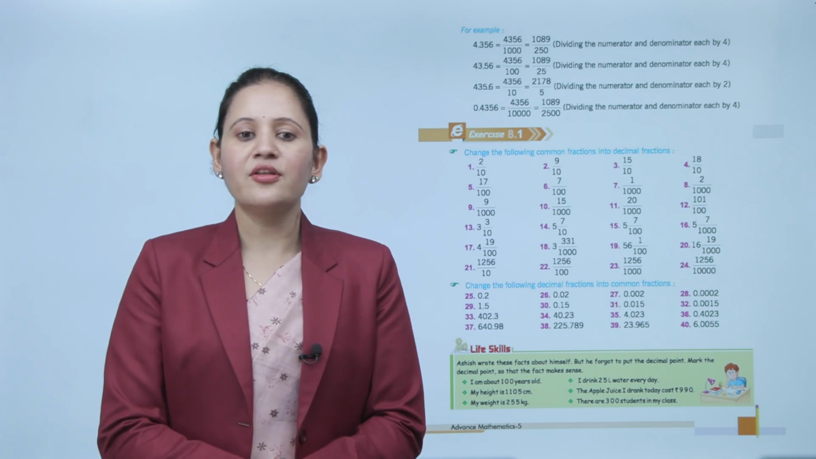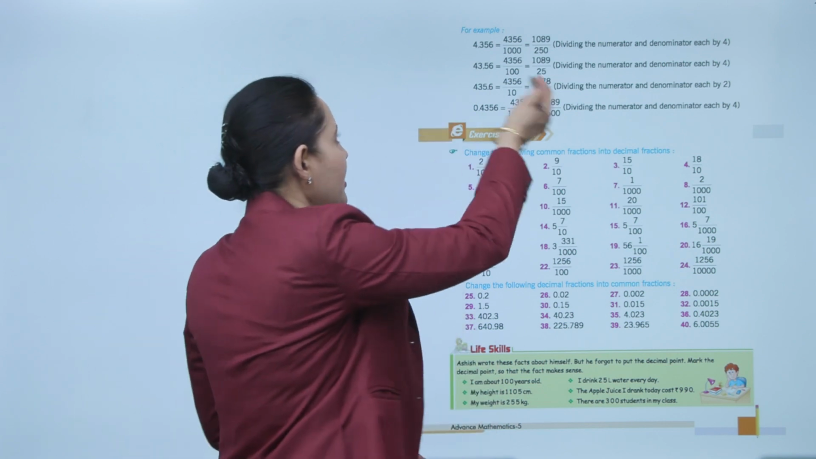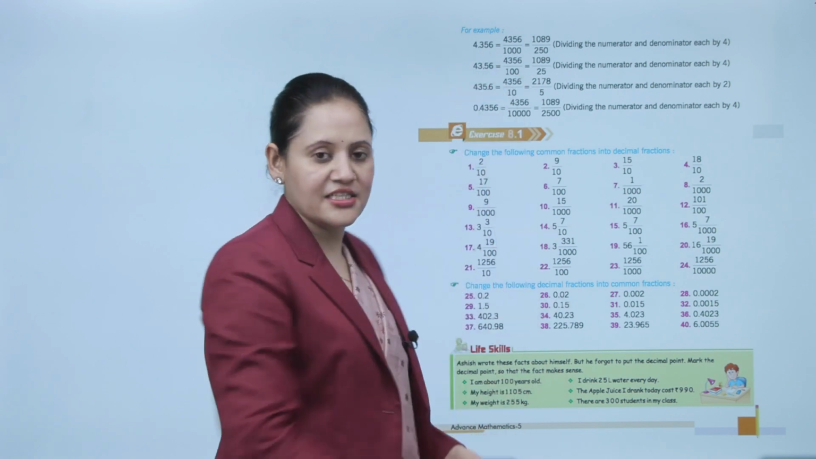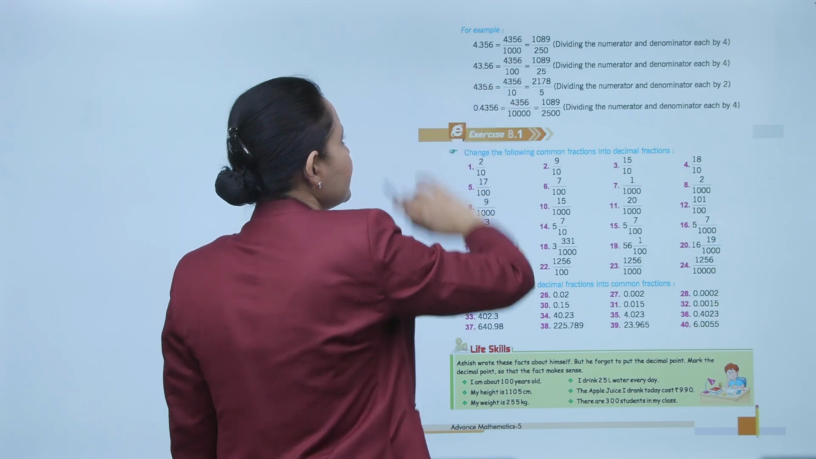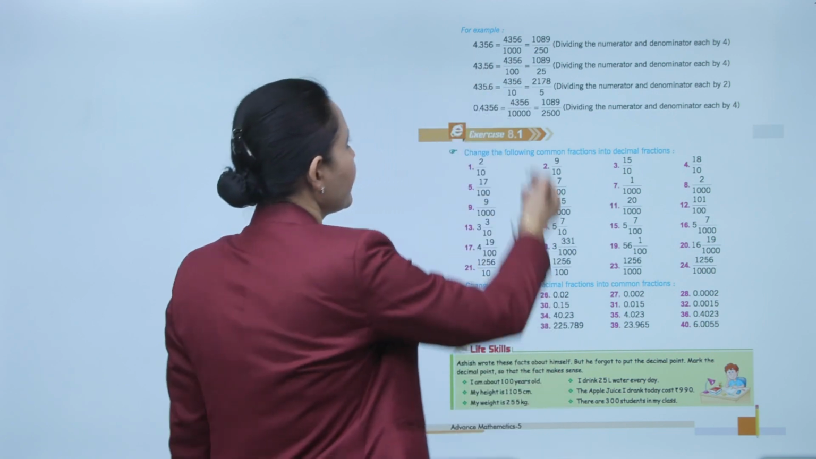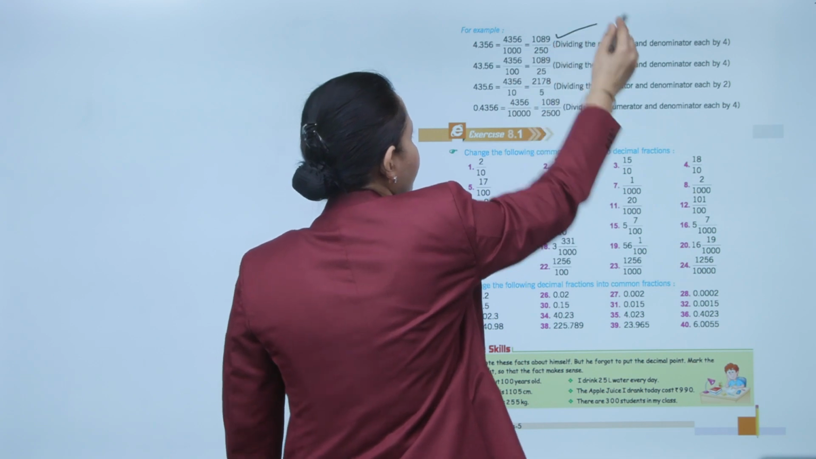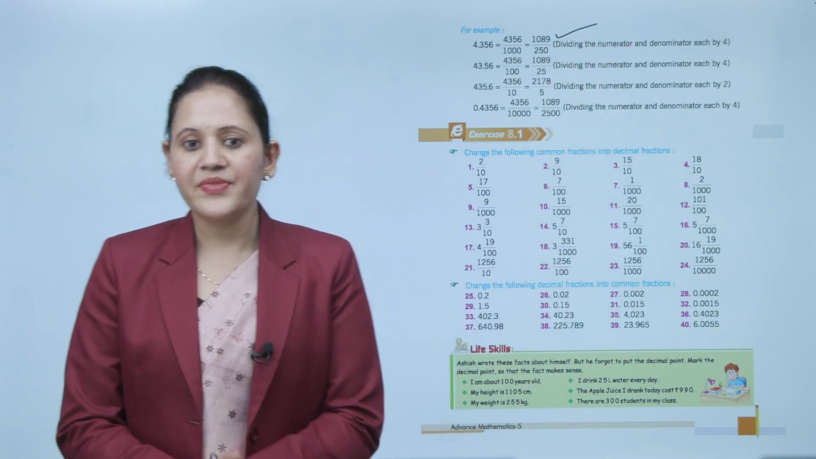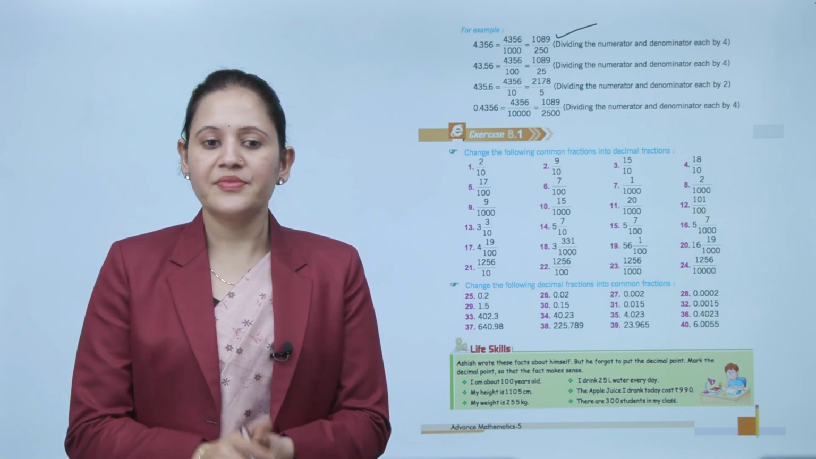We'll take an example, 4.356. So we'll remove the decimal. After the decimal, there are 3 digits. So after 1, in the denominator we will place 3 zeros. Clear? And we will change to lowest terms, that is 1089 upon 250. Clear? Here we have divided numerator and denominator by 4. Clear?